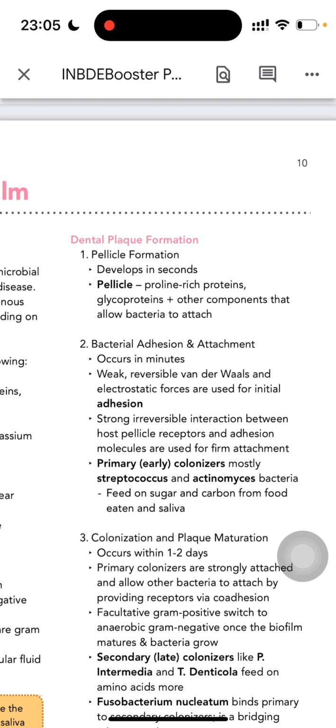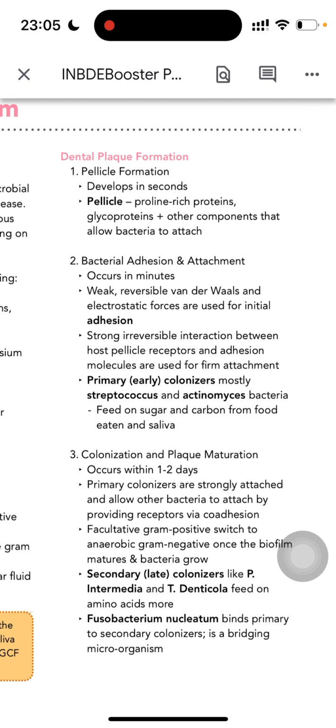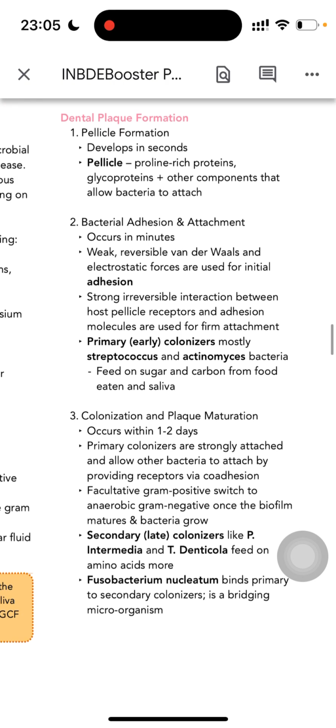Dental plaque formation. Pellicle formation develops in seconds. The pellicle contains proline-rich proteins, glycoproteins, and other components that allow bacteria to attach. Bacterial adhesion and attachment occurs in minutes, with reversible van der Waals and electrostatic forces used for initial adhesion. Strong irreversible interaction between host pellicle receptors and adhesion molecules is used for firm attachment.